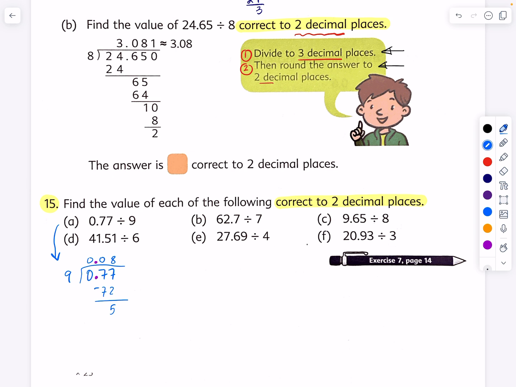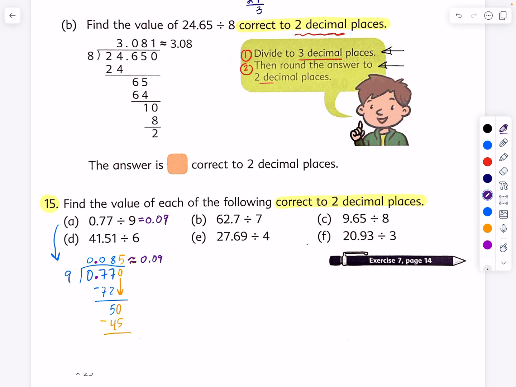Are we done? No, we only found two decimal places. We need a third one. Therefore, a trailing 0 comes down. 9 goes into 50 5 times. 9 times 5 is 45. We don't care about the remainder because we found three decimal places. Now, let's conclude our work. Let's do step 2. We did step 1, we found three decimal places, and now let's round it to two decimal places, and it's 0.09. Here the quotient is 0.09, rounded correct to two decimal places.